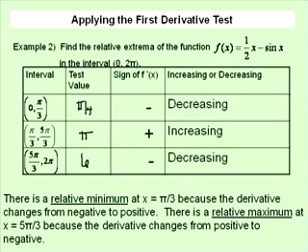So therefore, there is a relative minimum at x equals π/3 because the derivative changes from negative to positive. The function, notice, changes from decreasing to increasing. There's a relative maximum at 5π/3 because the derivative changes from positive to negative. The function changes from increasing to decreasing.